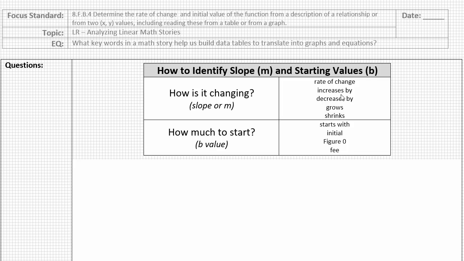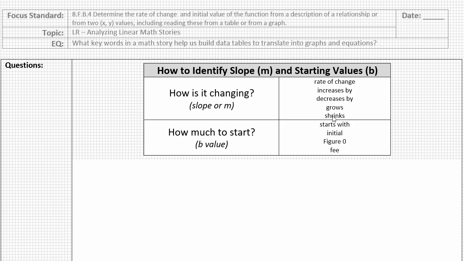And things like it increases by or decreases by. So if it's increasing, they're cluing you into a positive slope. If it says decreasing, they're cluing you into a negative slope. If it grows, again, that's a key word that this is a positive relationship, and so any numbers that come along with how much it grows are going to be cluing you into the slope.